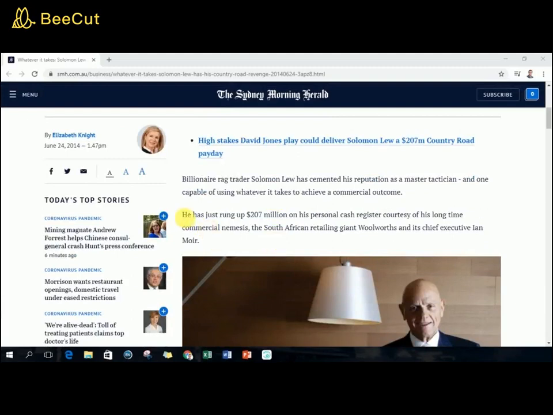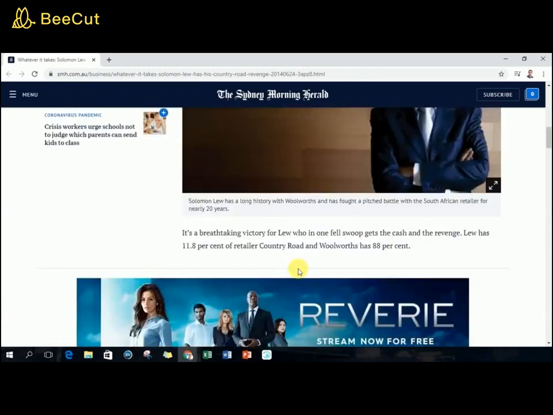So when we look at this example, Solomon essentially sold Country Road, the 12%, for 207 million, in terms of the acquisition, for the 11.8%. To put that into perspective, that was almost as much for that 12% as the entire 88% that Woolworths already owned, as a result of this premium that he was willing to charge. And that best illustrates this concept of market value.